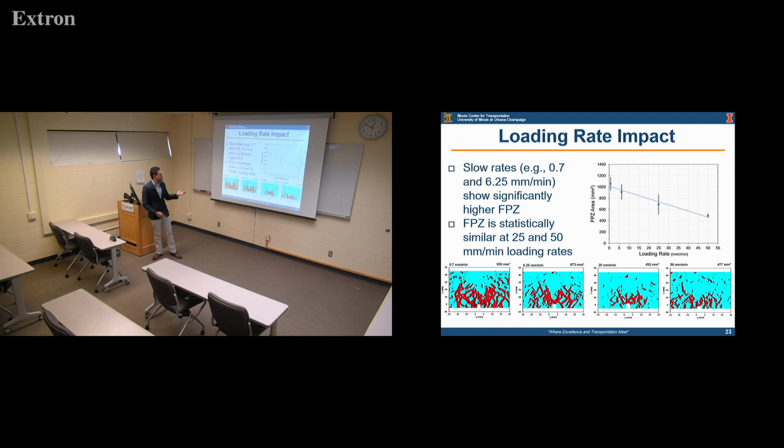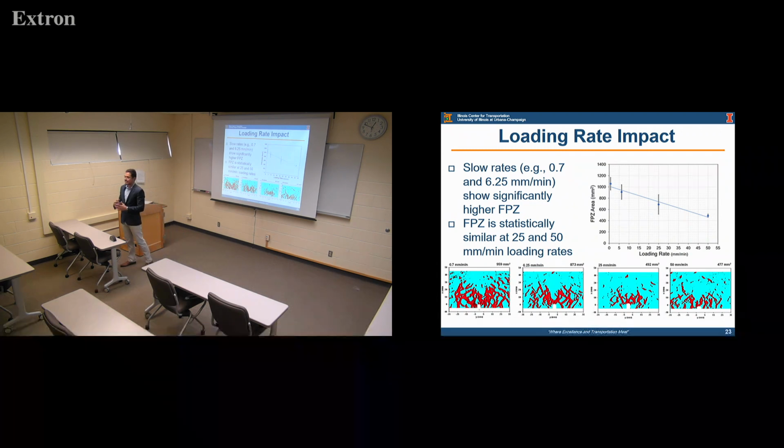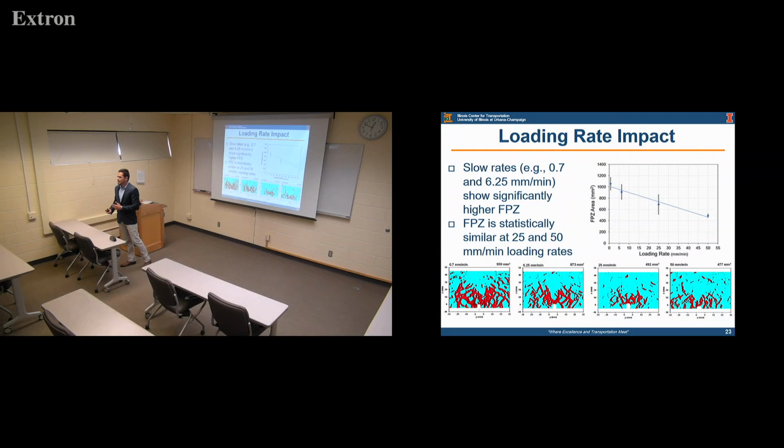And in the fracture process zone, we saw the same thing. The fracture process zone area gets smaller when I increase the loading rate. And why? Because the material is getting stiffer, similar to what happened with the recycled material that I showed before. So there is a decrease in the fracture process zone area because of that. Basically, this is just the behavior of asphalt itself.